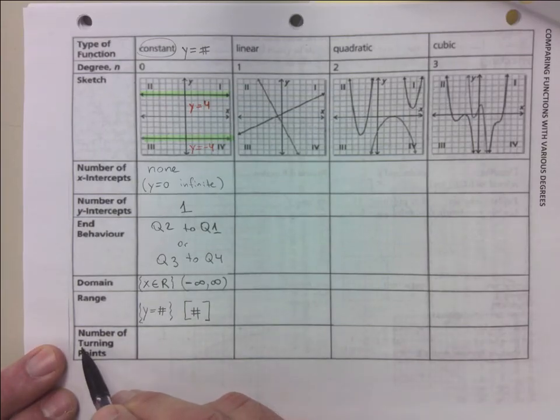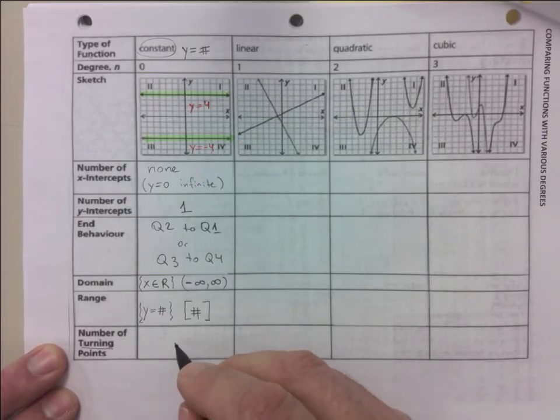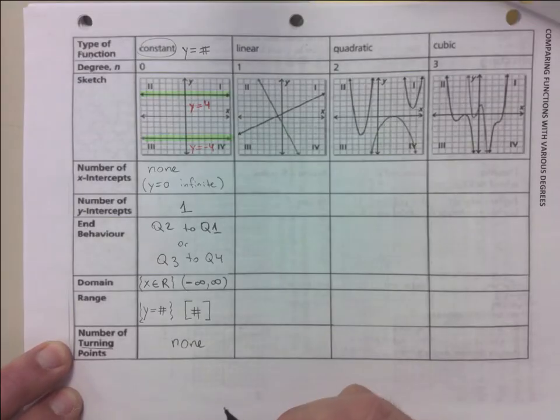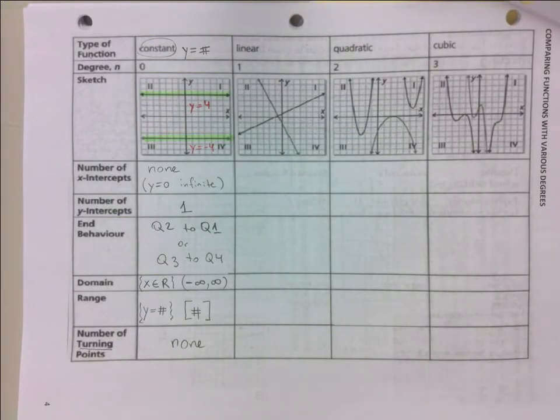Number of turning points. This is going to be important for the quadratic and the cubic. There are none, okay? There are no turning points with this one. It just keeps going the way it starts, it's the way it ends.